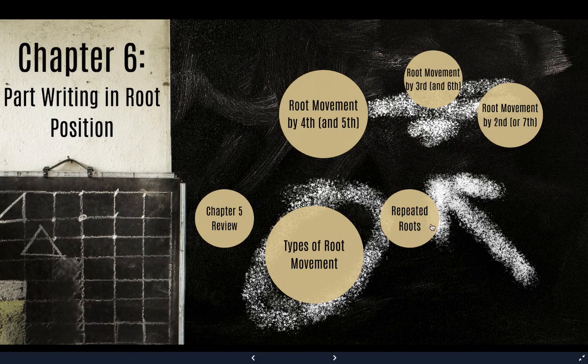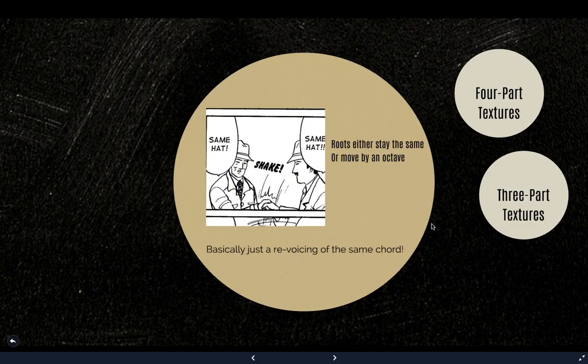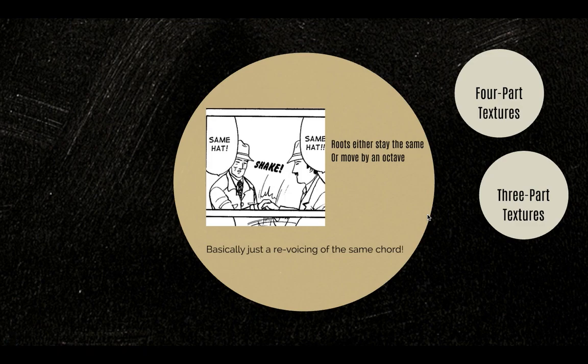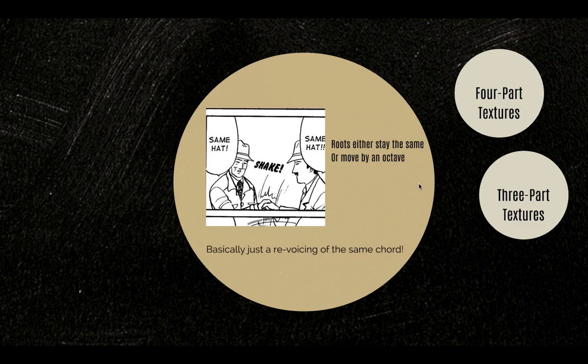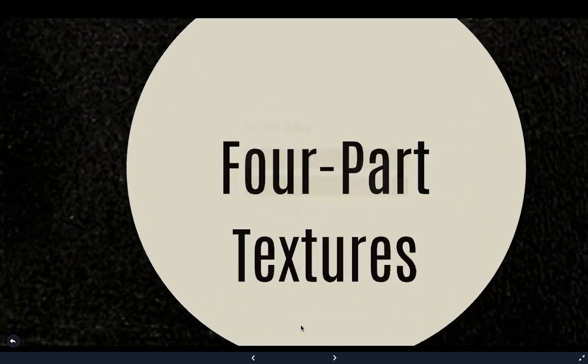So let's first talk about how we deal with 2 different chords that have the same root, how we move between them. So for a repeated root chord progression, the roots are either going to stay the same or they're going to change by an octave. So what we're going to end up with is basically just a re-voicing of the same chord. You'll have the same harmony. You'll analyze it with the same Roman numeral. We'll just have each voice part sounding on a different note of the chord in the second chord than the first chord. So let's take a look at what that means.